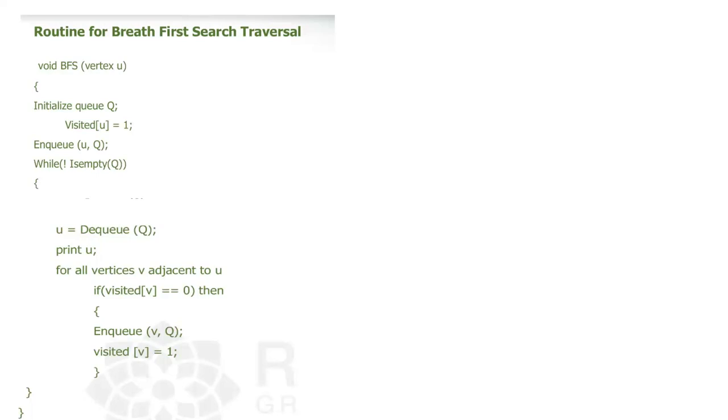Each vertex is going to be dequeued from the queue and we are going to print it for the output. Now for all the vertices which are adjacent to that vertex, we check the visited value. If it is 0, we are going to enqueue it and mark it as visited. If it has not been visited, we add it to the queue. So this is the program for the Breadth First Search traversal.